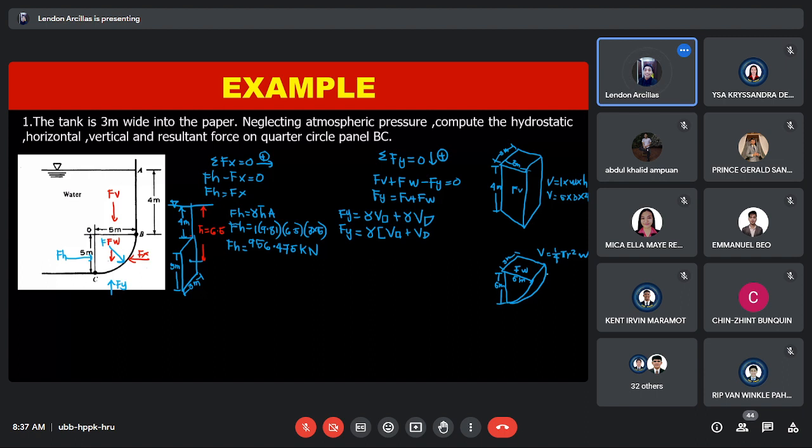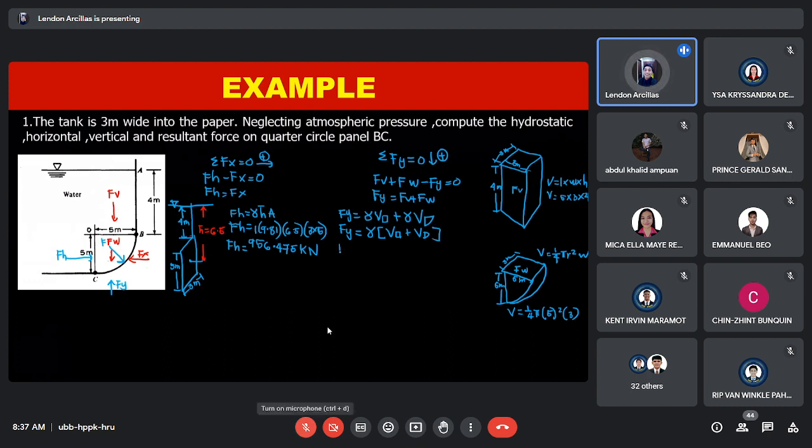So this is, ang kailangan lang naman niya is yung radius, which is 5 meters. Diba ito yung radius, 5 meters, 5. So V niya is 1/4 pi times 5 squared times W, which is 3. Gets pa dito?